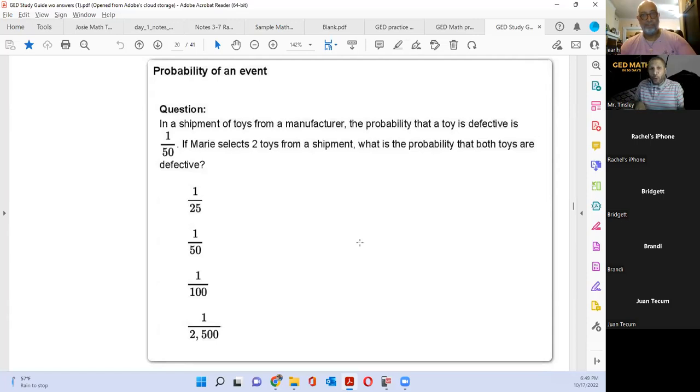Is this a simple probability problem or a compound probability problem? Compound. How do you know it's compound? Because they're asking us to do 2 things, or 2 toys. Right away, to select 2 toys, you know it's compound probability. When we know it's compound probability, we know we're multiplying. So what is the probability of selecting a defective toy?